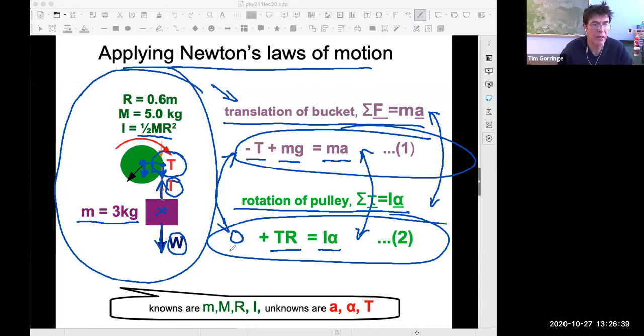It's worth standing back from these two equations we just generated and thinking about what we know in them and what we don't know in them. So we know the parameters of the pulley and the bucket. We know, for example, the mass of the bucket, the mass of the pulley, the radius of the pulley. But we actually don't know yet the acceleration of the bucket, the angular acceleration of the pulley, or the tension in the rope. So how are we going to solve that? It's nice that I've written down the laws that describe the translational and rotational motion, but how am I going to solve those laws for the quantities that we want? So let's see how we can do that.